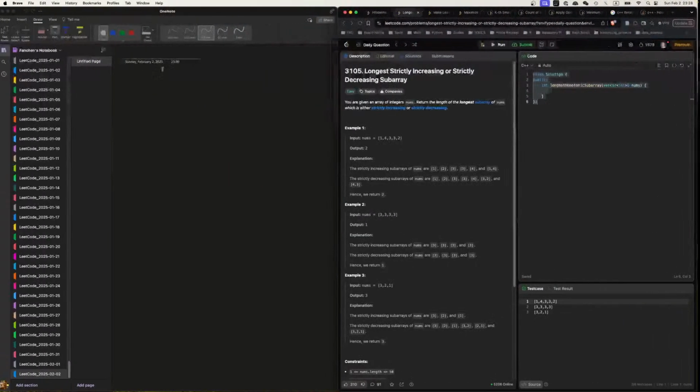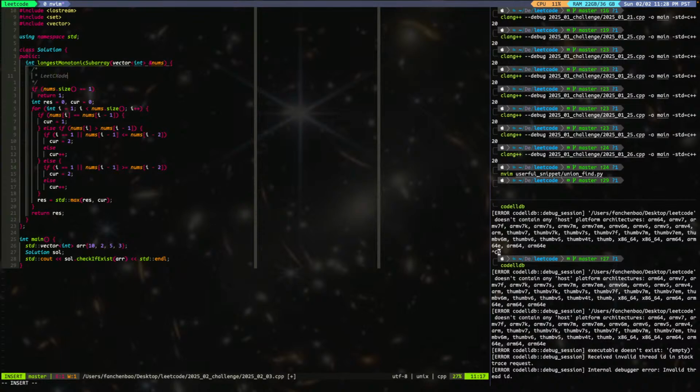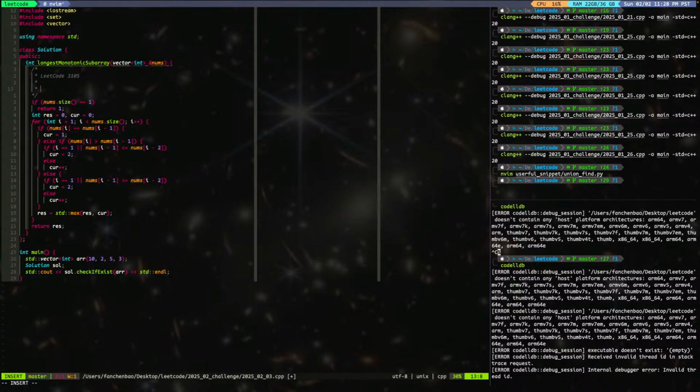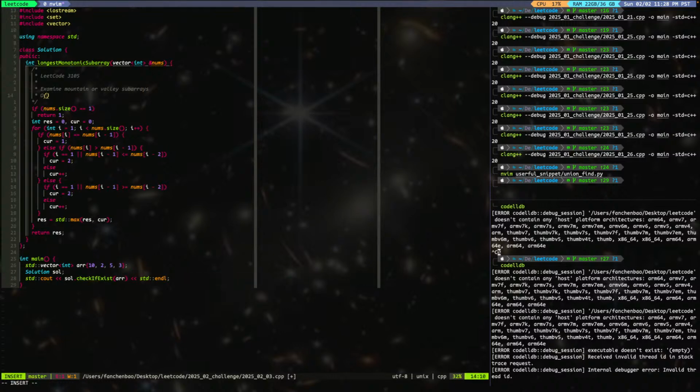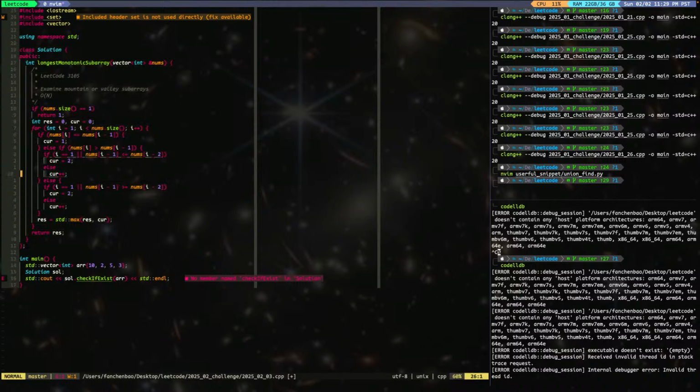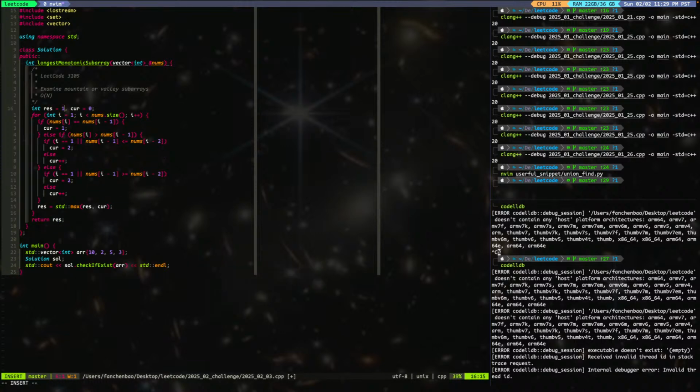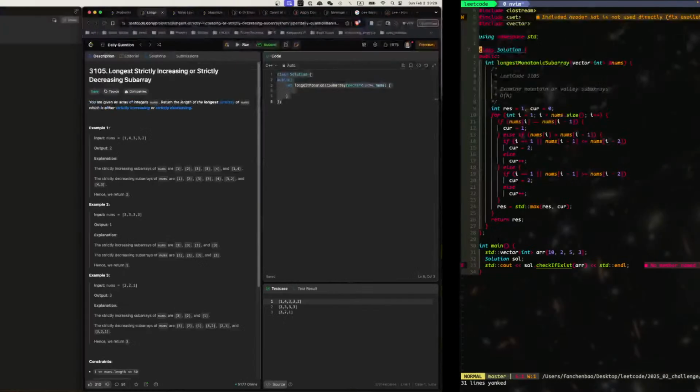I do wonder about the mountain or valley subarrays. Let's see if this one even works. I just realized one thing. I don't need this. I can set it to 1, because I think the smallest is always 1.